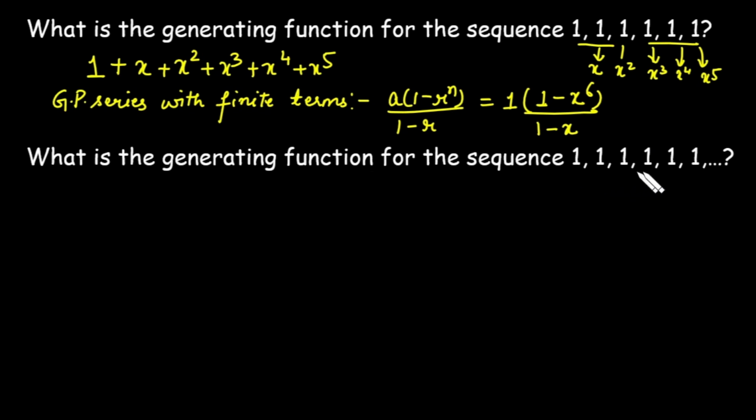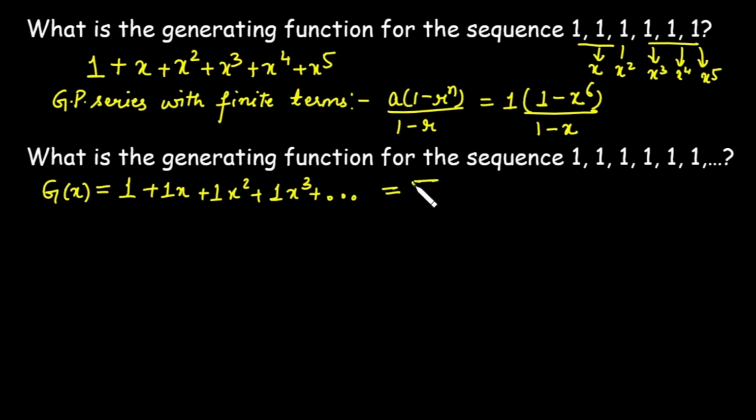So it contains an infinite sum. How to write this one? First we will write the generating function as 1 plus 1 into x plus 1 into x square plus 1 into x cube, and continue this because this is an infinite sequence. As per this, we will get infinite terms in a series. This is equal to the summation n from 0 to infinity of x raised to power n.